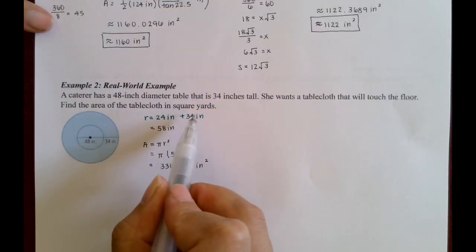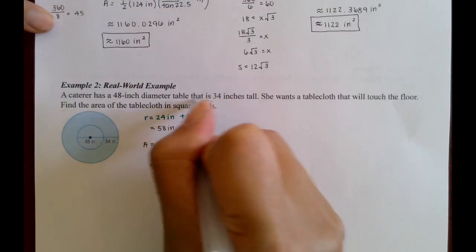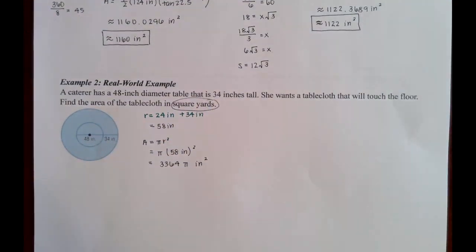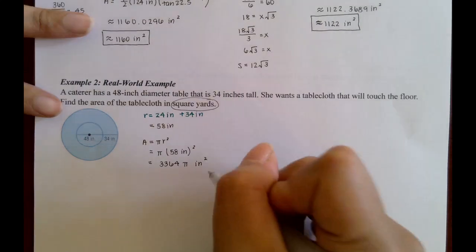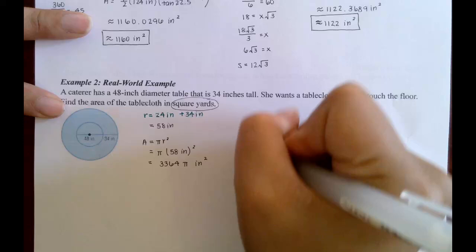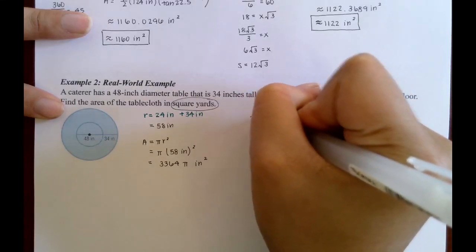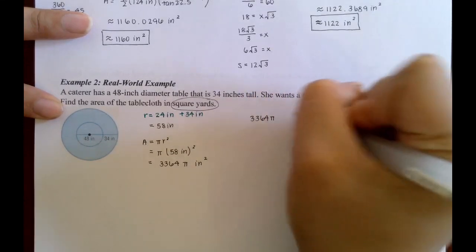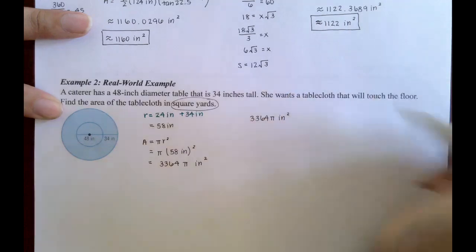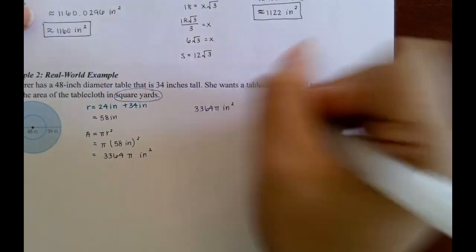And then here, it asks us to change it into yards. So that's what we're going to do. We're going to end up changing it into yards. So I'm going to sidetrack this. 3,364 pi inches squared. Okay, let's change it into yards.